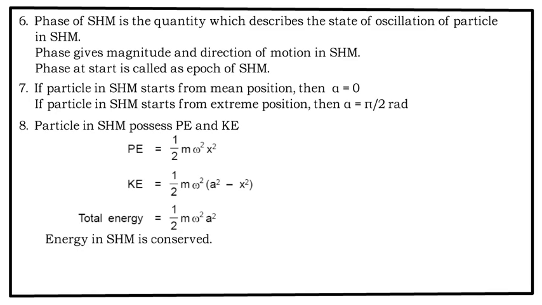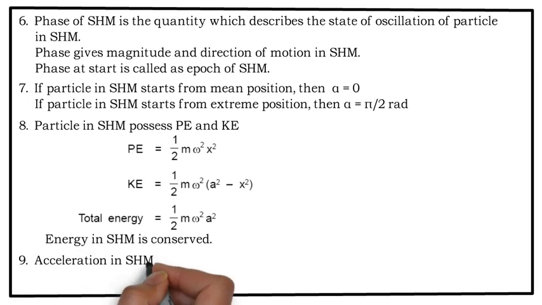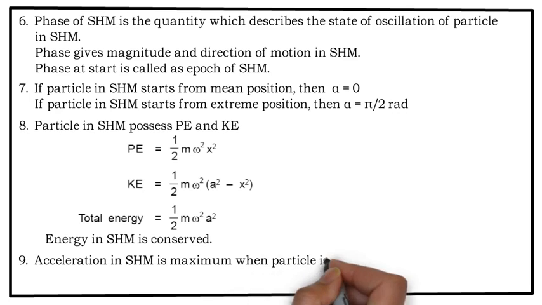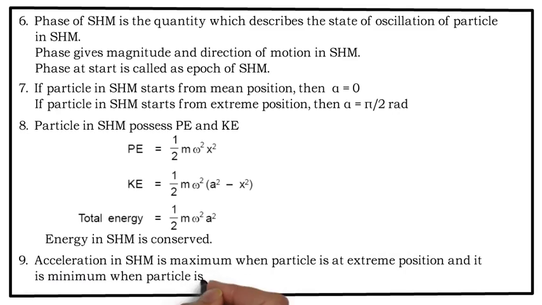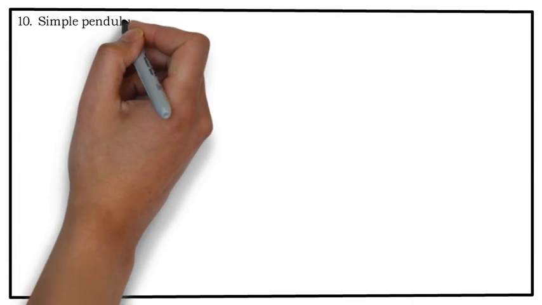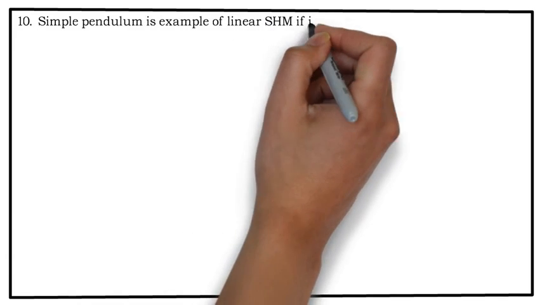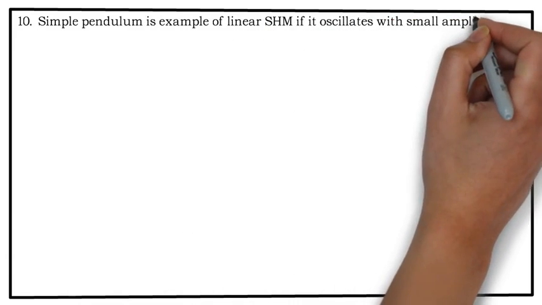Point number 9. Acceleration in SHM is maximum when particle is at extreme position and it is minimum when the particle is at mean position. Point number 10. Simple pendulum is example of linear SHM if it oscillates with small amplitude.